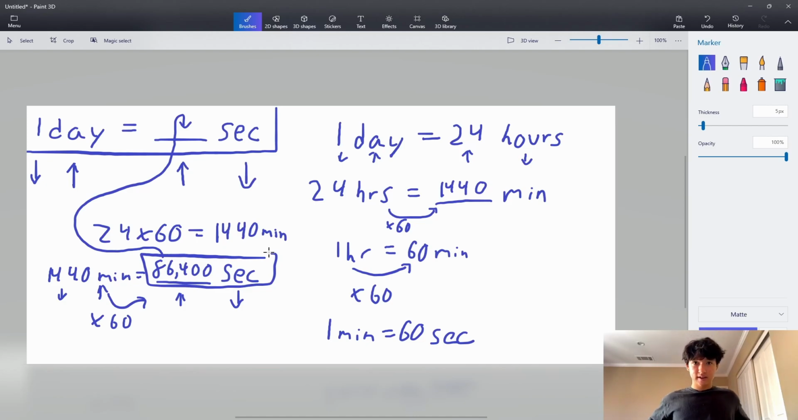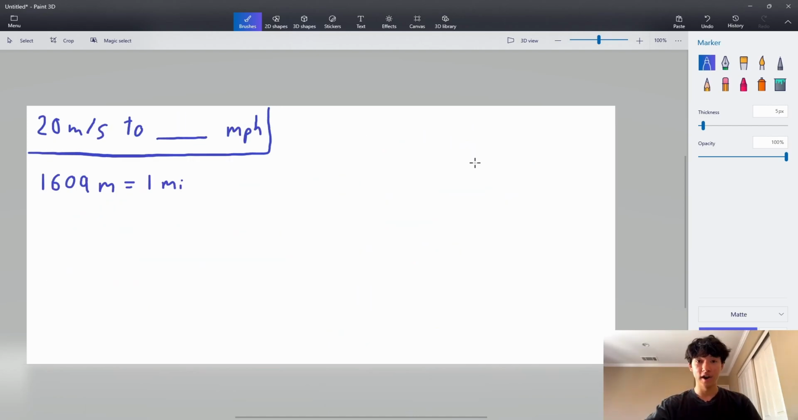Okay. We're going to do one more example. All right. And for our third example, we have 20 meters a second to miles per hour. So MS is always going to be meters per second. MPH, hopefully you know, is miles per hour. So I know it's M and M again. You'll always see this M divided by S is meters per second. If it was miles per second, it would be MI.